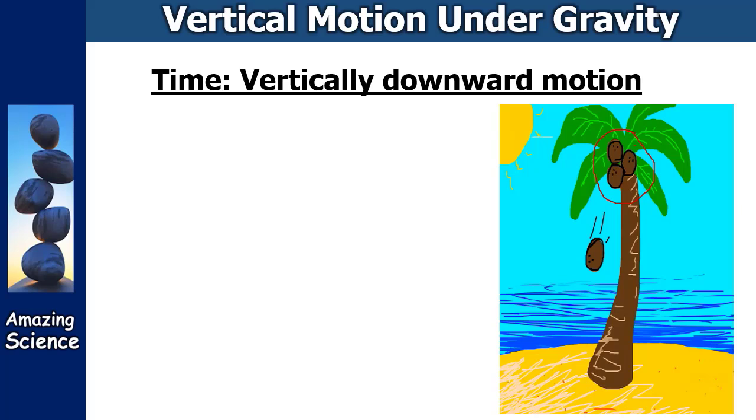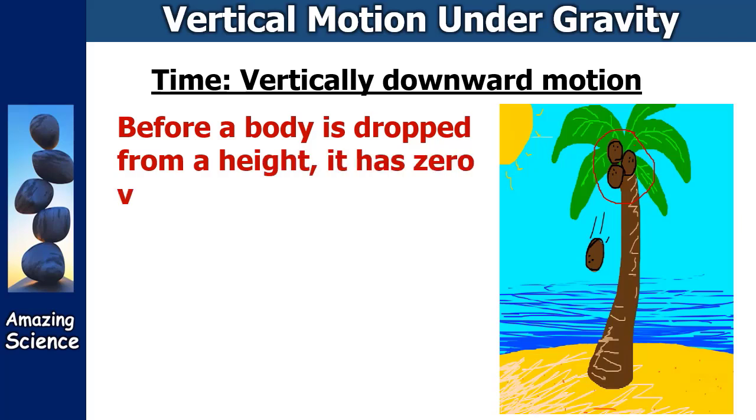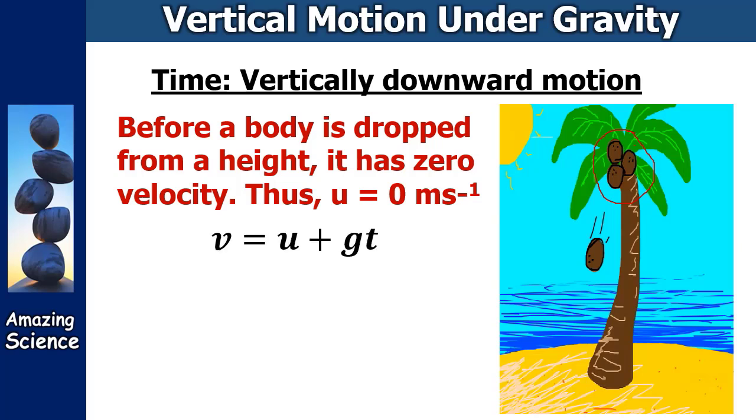With this first case, we can derive a relation for the time t taken for the body to hit the ground. In doing so, we consider the first equation, which is v = u + gt. Since u is 0 meters per second, the equation is now going to be v = gt. And by making t the subject, we have t = v/g.